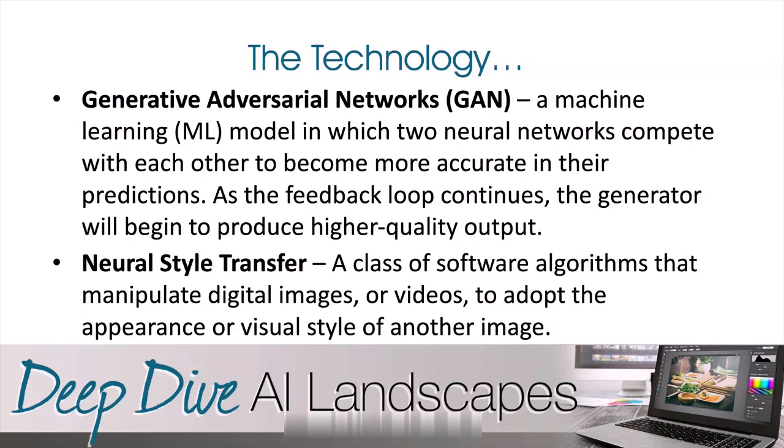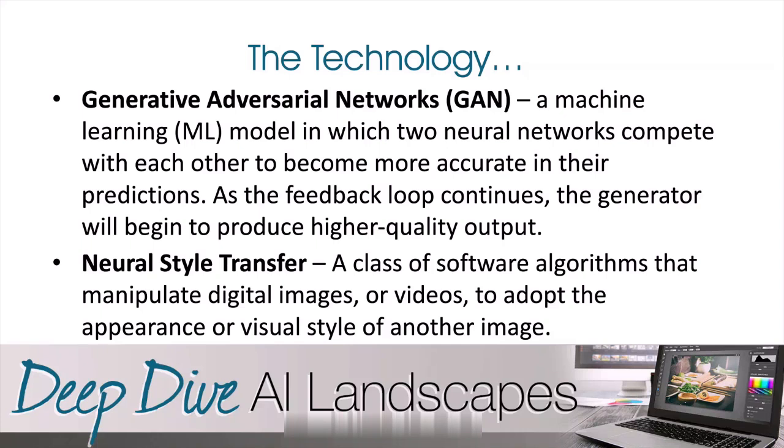The other part of the technology that you're probably more familiar with, not the name of it necessarily, but it's also a part of this technology as well, and that's neural style transfer. Neural style transfer is a class of software algorithms that manipulate digital images or videos to adopt the appearance or visual style of another image. Now, there's a lot of software out there that already does this, and we've looked at some of those in past deep dives, like Paint is a really good example. There's also a number of apps like Prisma, which comes to mind as one of the more popular ones, where you take a photograph, you apply a filter. Well, it's actually not a filter.